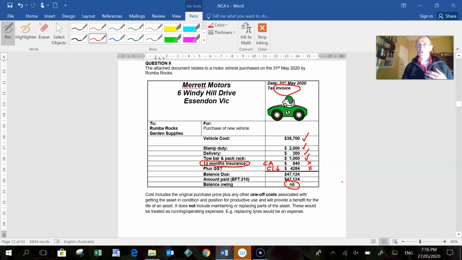So we need to record the purchase of the asset. Now, clearly the amount paid is your decrease in the bank account, so the decrease in the current asset. And those four represent the increase in the non-current asset.